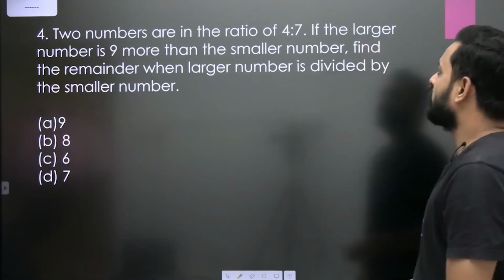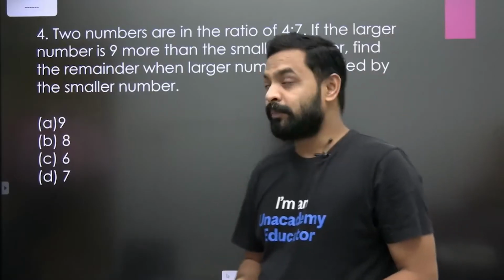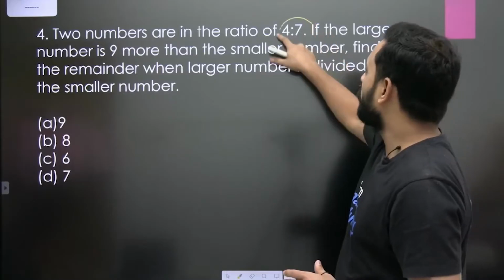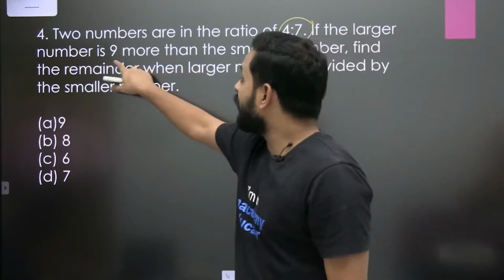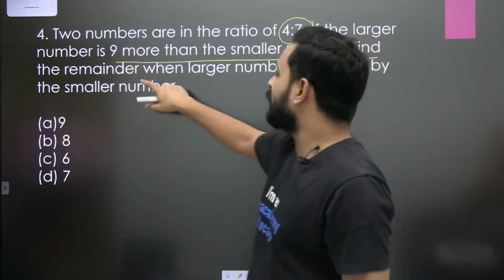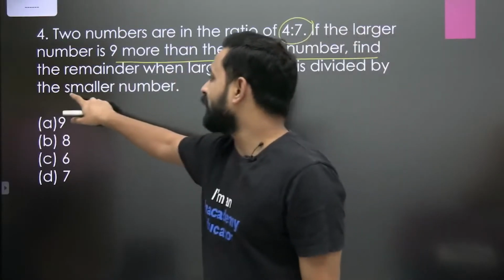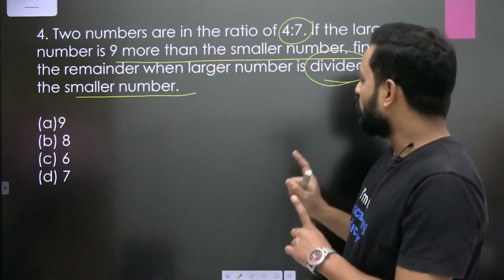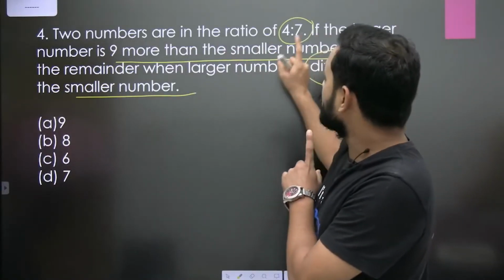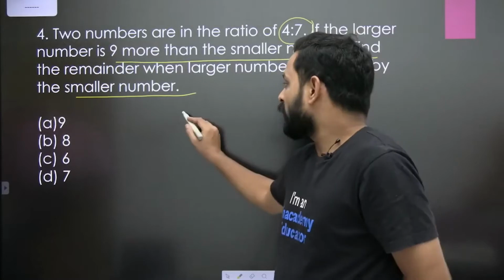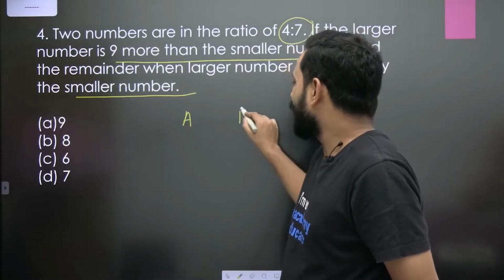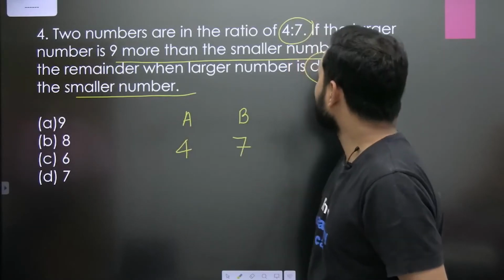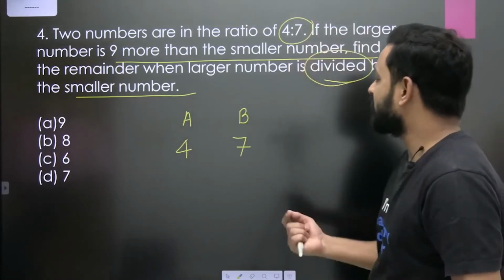Same kind, guys, same kind. Please pause the video and try and solve this question. 2 numbers are in the ratio 4:7. If the larger number is 9 more than the smaller number, find the remainder when the larger number is divided by the smaller number. So let me say that the numbers are A and B and the ratio is given to us as 4:7. Larger number is 9 more than the smaller number.